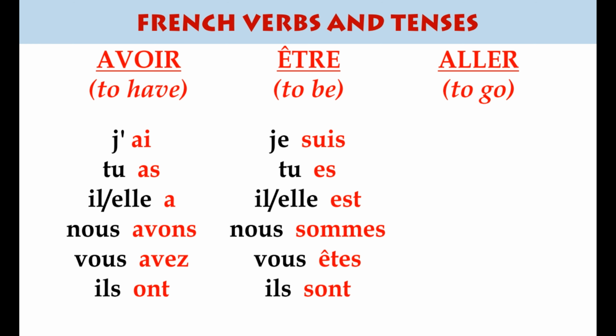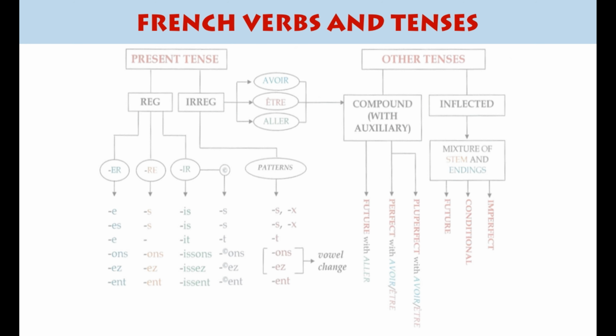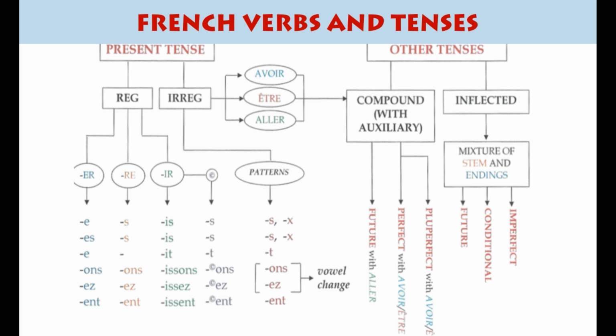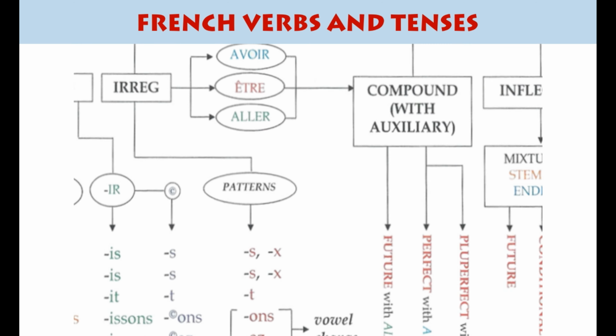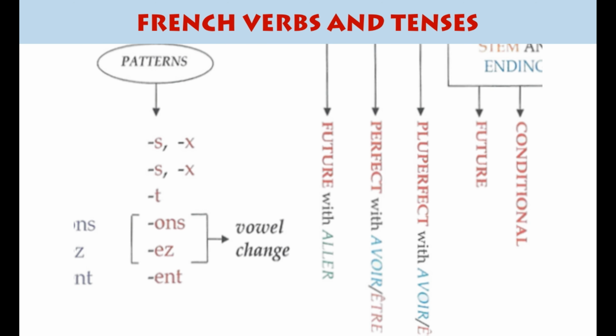And aller, to go, weirdly, is with a V. Je vais, tu vas, il va. And then the nous and the vous forms, again, are different, just like they were with previous irregulars. Nous allons, vous allez. And then it changes back again to a V. Ils vont. Now, why are these three so important? Well, not only are they very, very common, and therefore you need to know them, but looking again at this chart, you'll see that they are used to help make other tenses. And here they go. With these three as their auxiliary in the middle, you can make three completely different tenses.